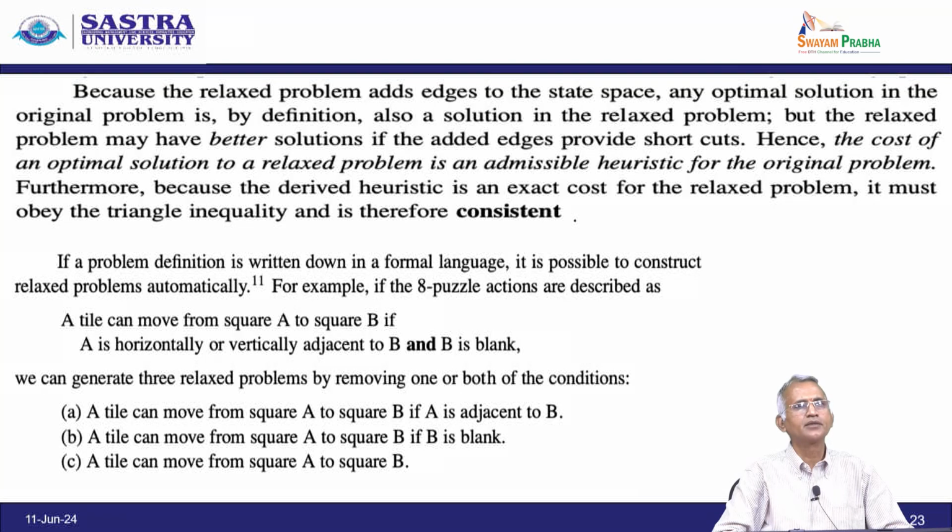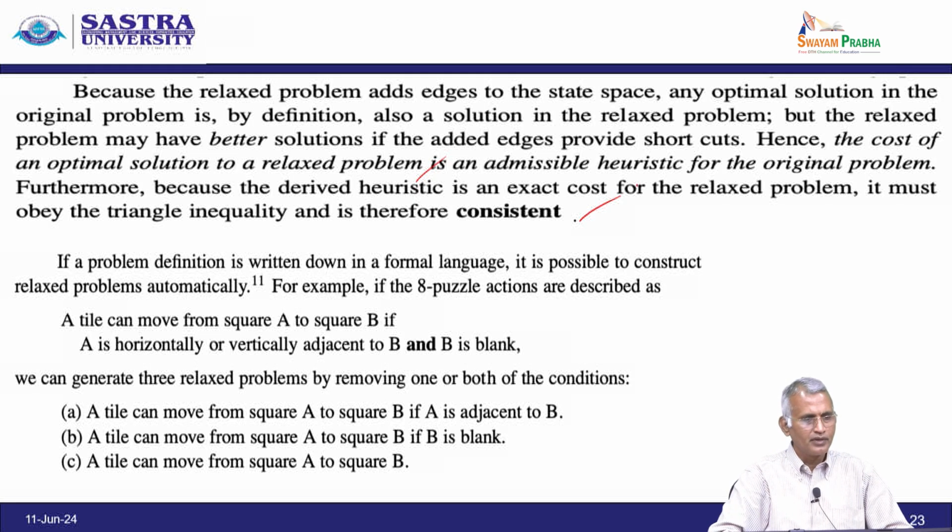Because the relaxed problem adds edges to the state space, any optimal solution in the original problem is also a solution in the relaxed problem, but the relaxed problem may have a better solution. The added edges provide shortcuts, hence the cost of the optimal solution to a relaxed problem is an admissible heuristic for the original problem. Further, because the derived heuristic is an exact cost for the relaxed problem, it must obey the triangle inequality and is therefore consistent.